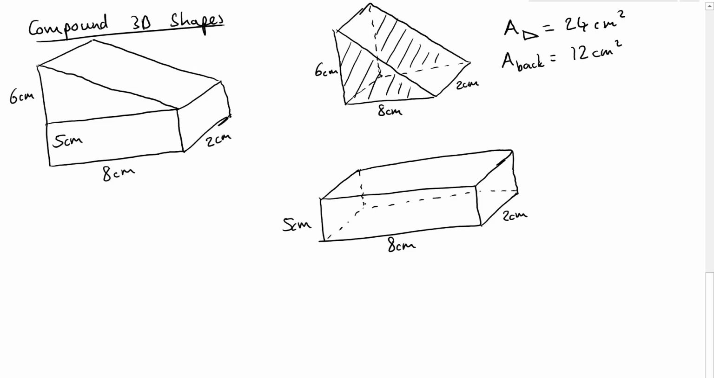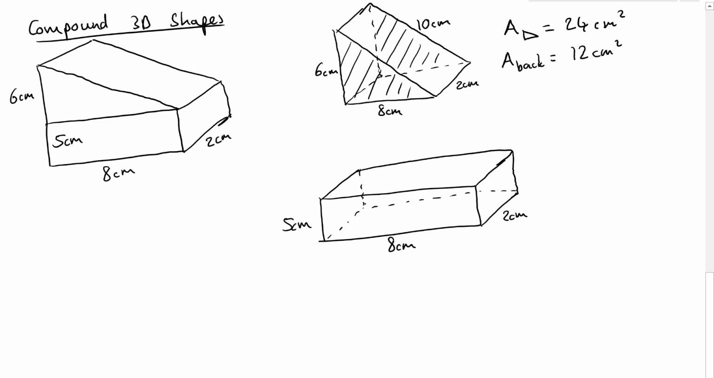and the slanted face, well, this slanted side is going to get a bit more complicated because we're going to have to use Pythagoras. But I can just tell you that if we did Pythagoras and we had 6 squared plus 8 squared all square rooted, this is a Pythagorean triple, so this slanted length is 10 centimeters.